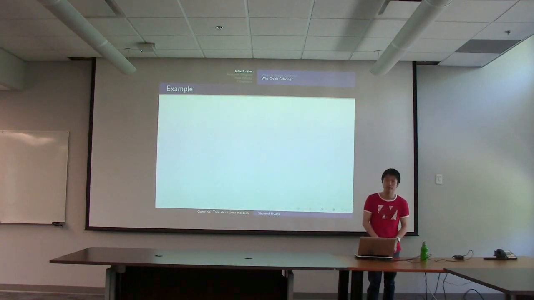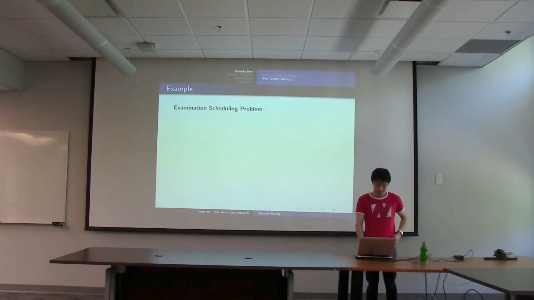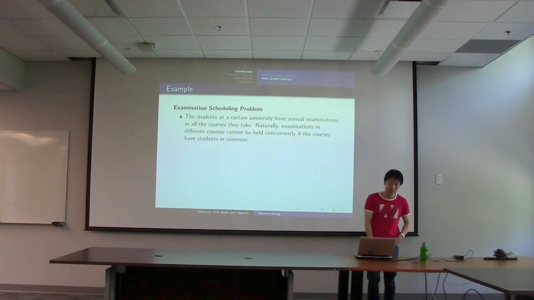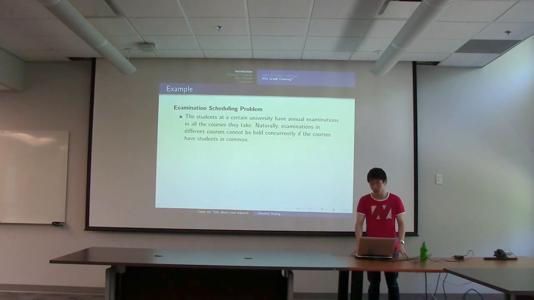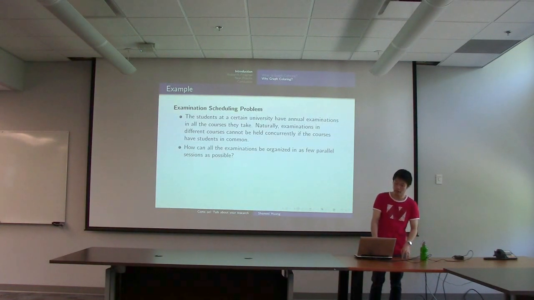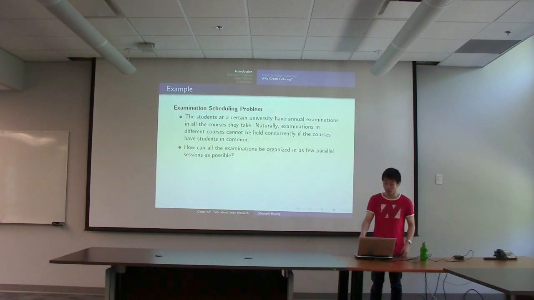Next, I will give you two examples to show how graph coloring arises in the real world. The first example is called the examination scheduling problem. Imagine students at a university have annual examinations in all the courses they take. Naturally, examinations in different courses cannot be held concurrently if the courses have students in common. The problem is, how can all the examinations be organized in as few parallel sessions as possible? Because you want to save some resources.